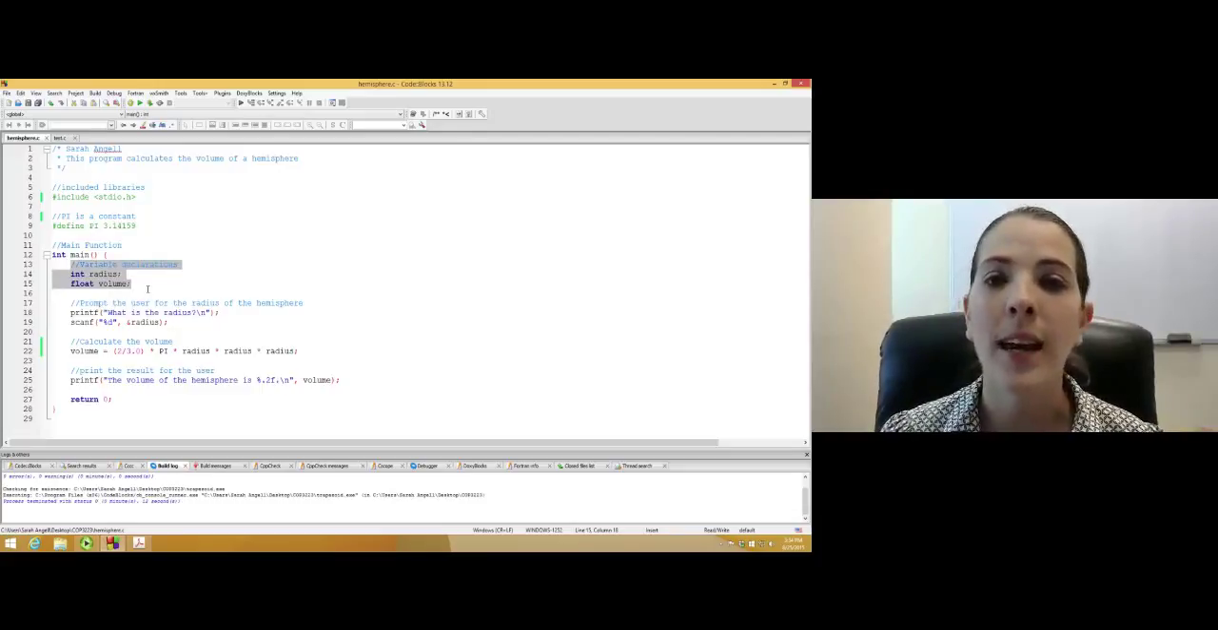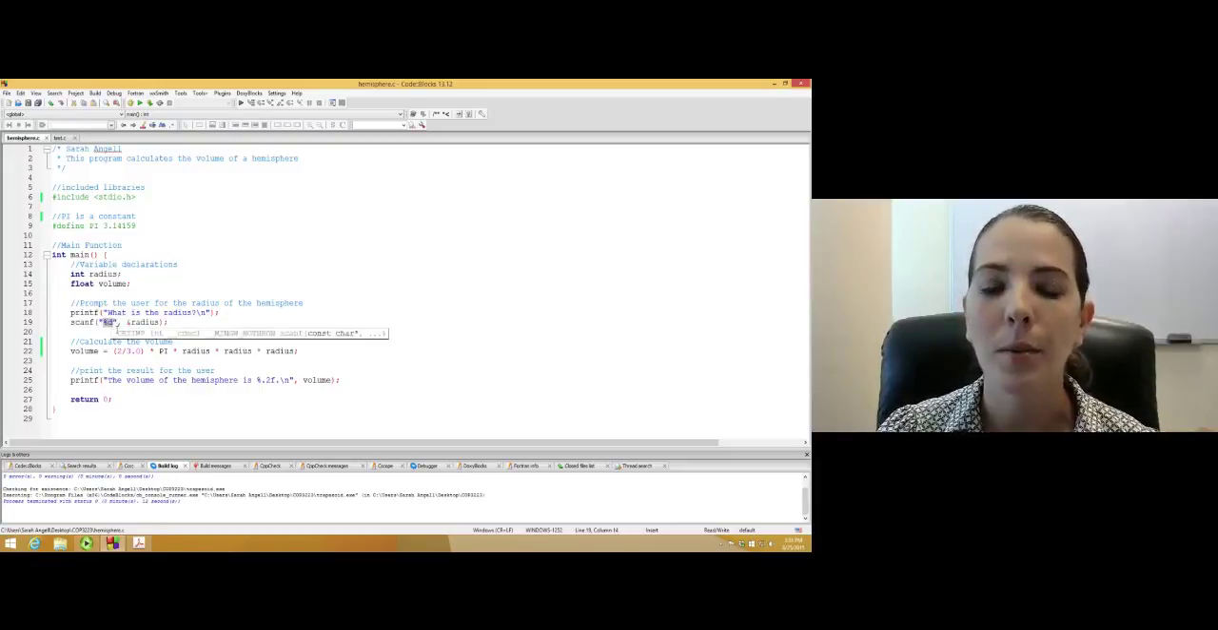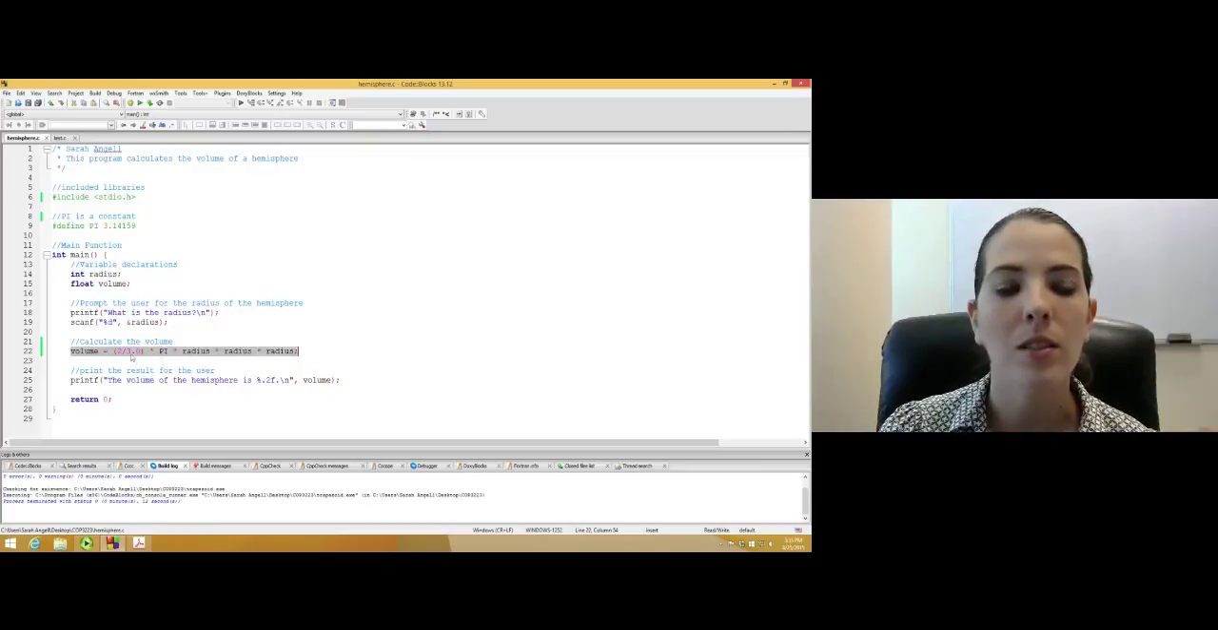The radius, we had to ask the user for that. I included it as an integer, so we're only allowing whole numbers for the radius. We asked the user for that piece of information and used our scanf function to read a whole number from the keyboard and store that in the radius variable. Then we're able to use our equations. This is 2/3 pi, and r cubed is calculated by multiplying radius by itself 3 times.